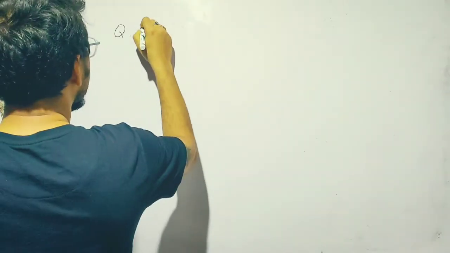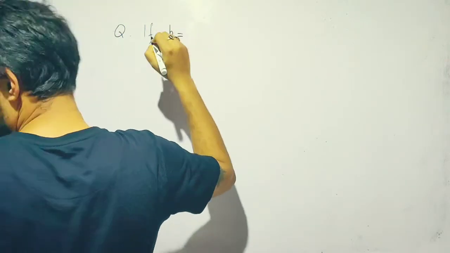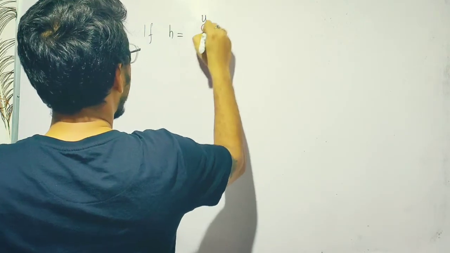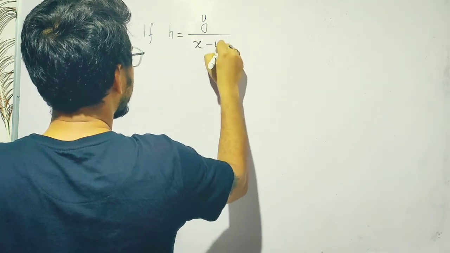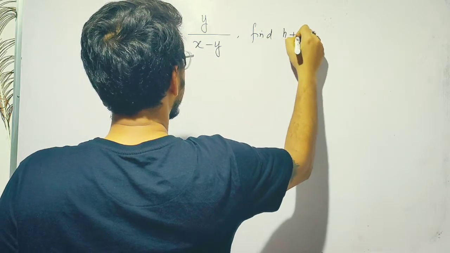The next question would be, if h equals y over (x - y), find h plus 1.